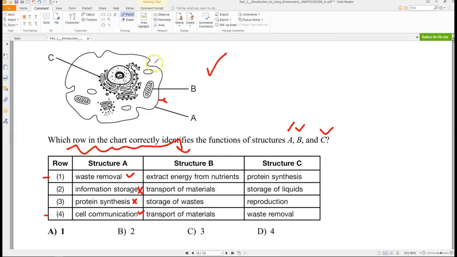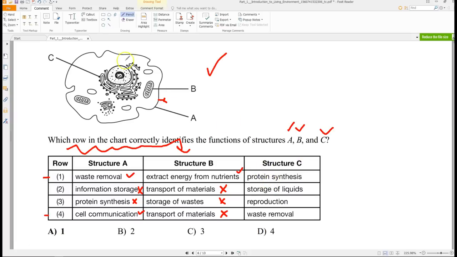Structure B is the mitochondria. Extract energy from nutrients? Yeah. The nutrients being glucose and oxygen. Transports of materials? No. Mitochondria does not transport materials. Storage of waste? Nope, that's the vacuole. So choice 1 is looking pretty good.